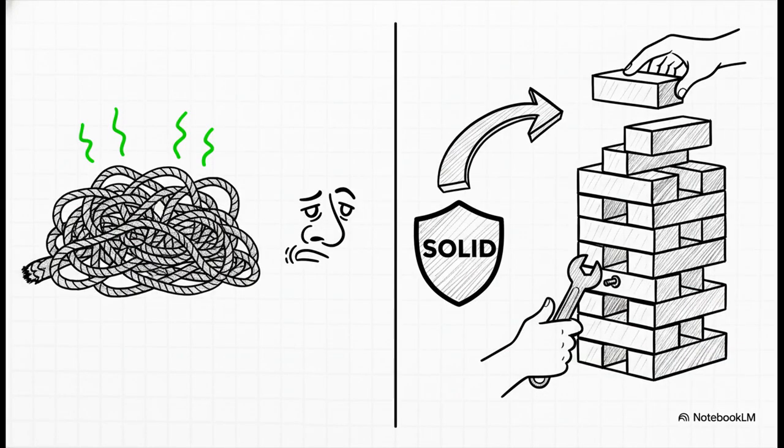So why bother with all these rules? Well, it's all about quality. Following SOLID helps you write cleaner code, dodge common mistakes, sometimes called code smells, and most importantly, build software that doesn't fall apart the second you try to add a new feature. It's about building things to last.